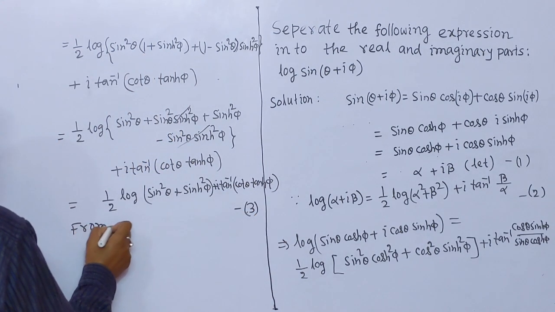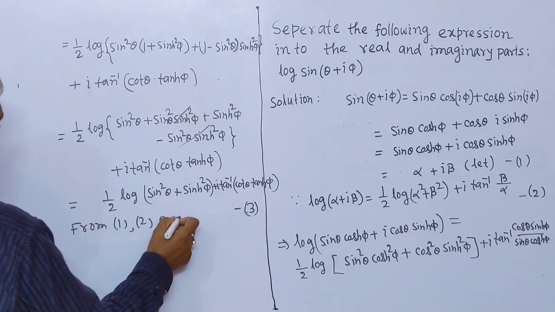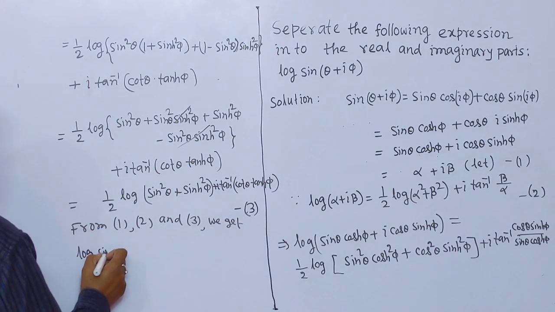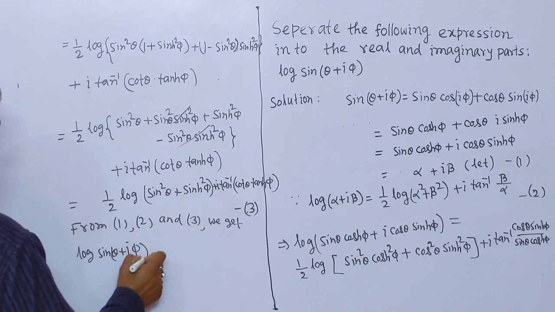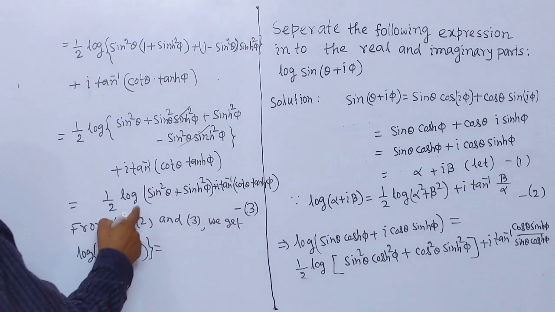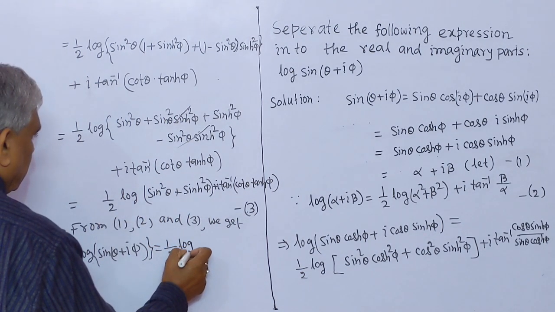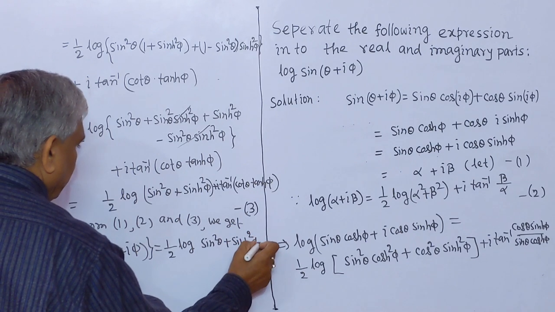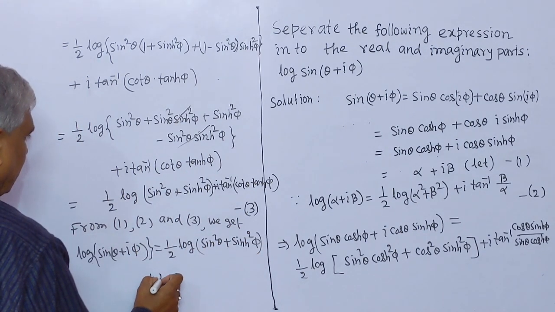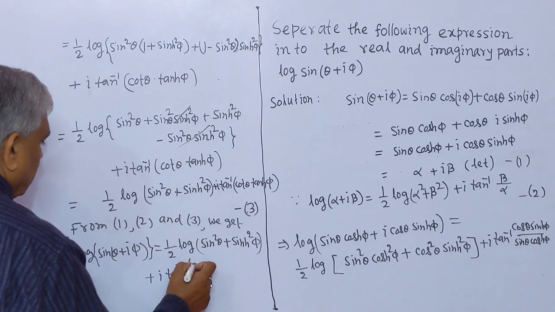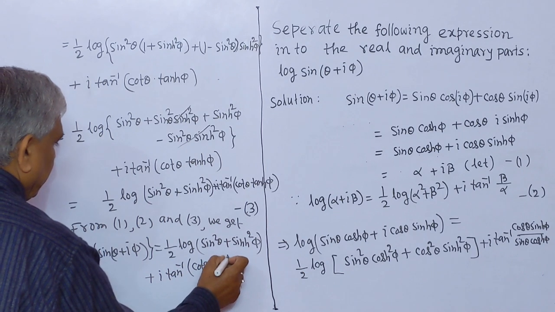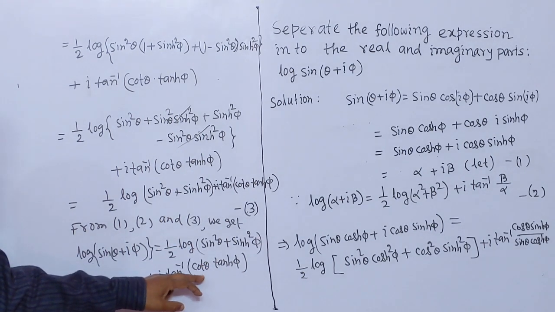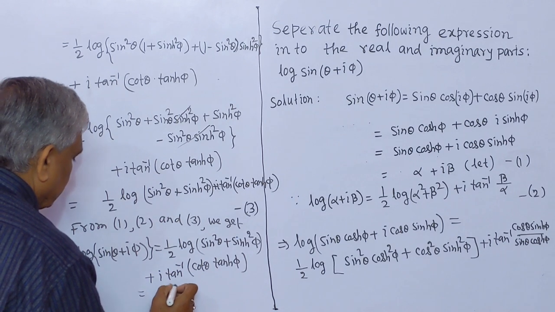From 1, 2 and 3 we get log sin theta plus i phi equal to, right side will be half log sin square theta plus sin h square phi plus i tan inverse cot theta tan hyperbolic phi, and this is the real part and this is the imaginary part. This is A plus iB form.